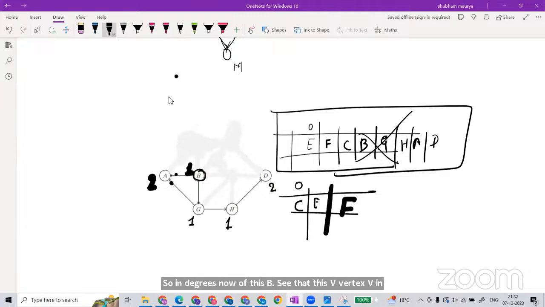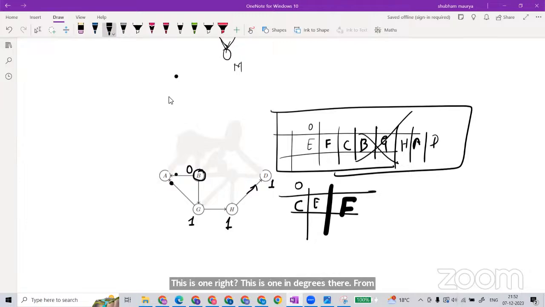Anyone? What is the in-degree of B now? 0, sir. Now it is 0. After removing these edges, it will become 0. And what is the in-degree of D? 0? No, this is 1. This is 1, right? This is 1 in-degree from H.